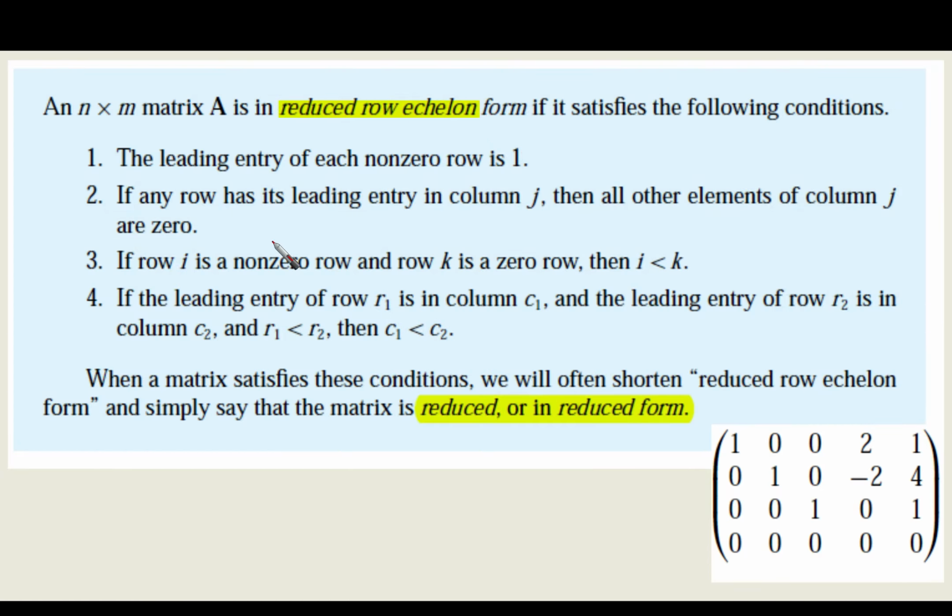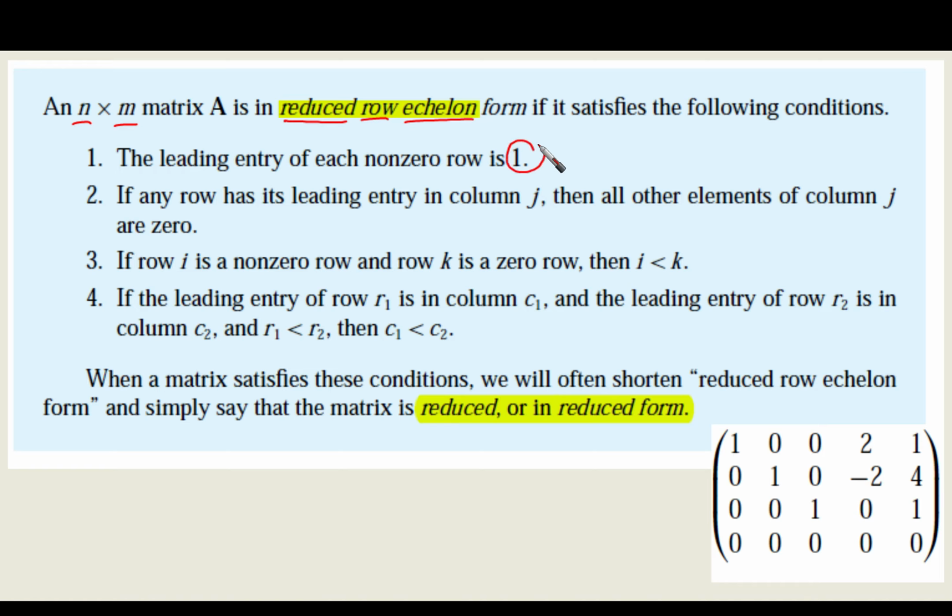Now let's go to the definition itself. An n by m matrix A, where n is the number of rows and m is the number of columns, is in reduced row echelon form if it satisfies the following conditions. So we have different conditions that we need to fulfill in order to say that this matrix is in a reduced form. Number 1, the leading entry of each non-zero row is 1.